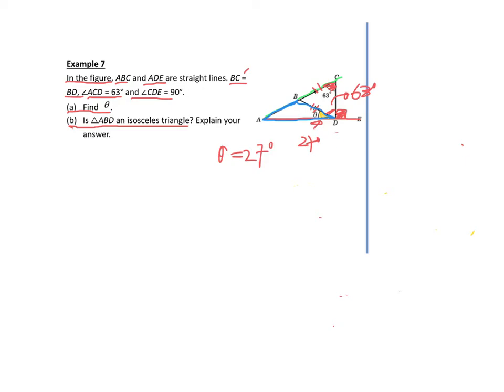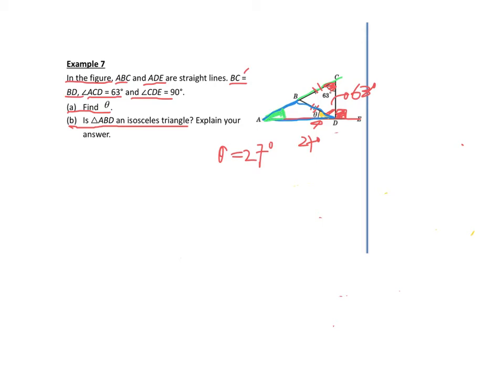That is ABD. If we want to prove that it is an isosceles triangle, it is very important that we find the base angles of this triangle and check whether they are equal. If the base angles of this triangle are equal, then it must be an isosceles triangle. So now we need to find the values of the interior angles of this triangle. The first one is what we found in A, that theta is equal to 27 degrees.